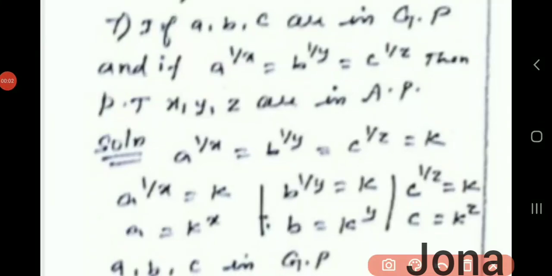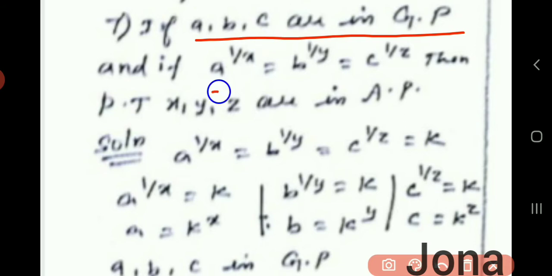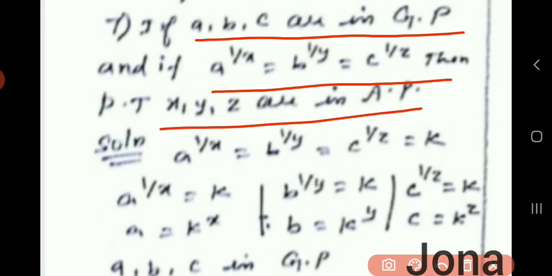Seventh problem. If A, B, C are in GP and if A power 1 by x equal to B power 1 by y equal to C power 1 by z, then prove that x, y, z are in AP. Here clearly it's given A, B, C are in GP. If A power 1 by x equal to B power 1 by y equal to C power 1 by z, then we have to prove this x, y, z are in AP.